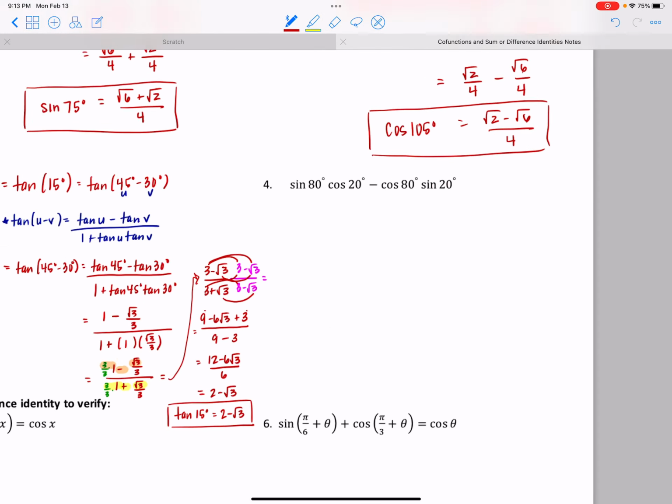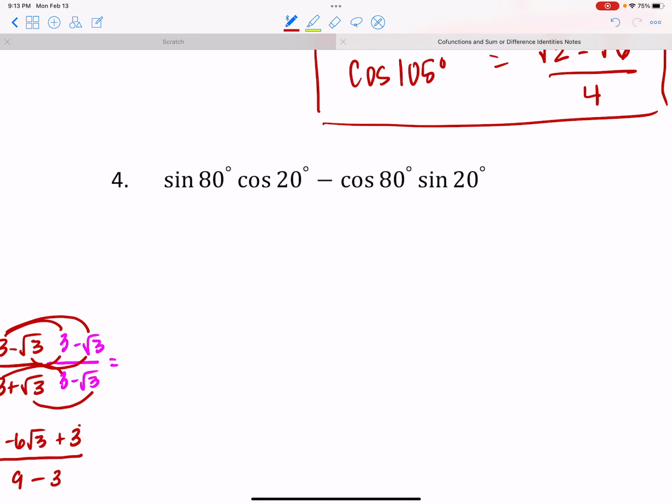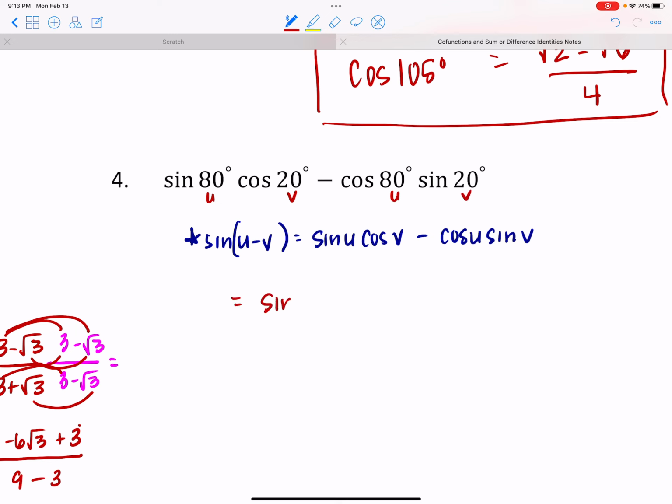So back here, I can rewrite this. Maybe I'll just put the formula for you here. So we have the sine of u minus v equal to sine u cosine v, and then minus cosine u sine v. Exactly what we see here, but it's giving us u and v, and it's all expanded. We're just going to put it back together. So in our version, the 80 is going to be u, and the 20 is going to be v. And here it is again, u and v. So we're going to condense this and call it the sine of 80 minus 20.